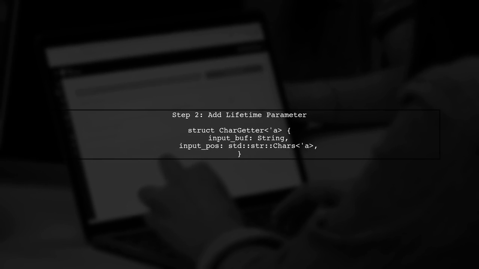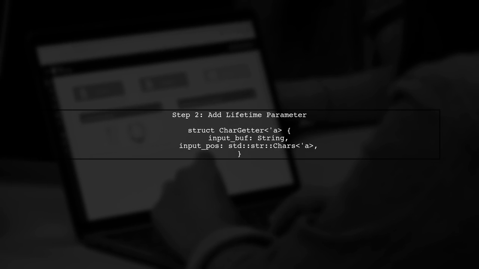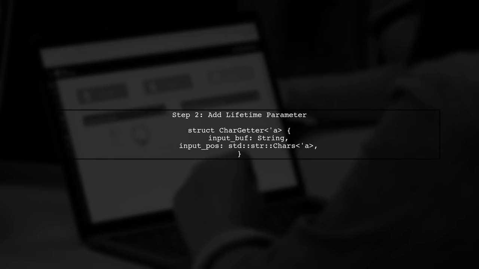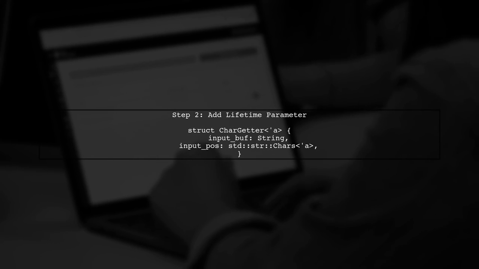The key here is that the chars iterator must have a lifetime that is tied to the string it is iterating over. We can achieve this by using a lifetime parameter in our struct definition.